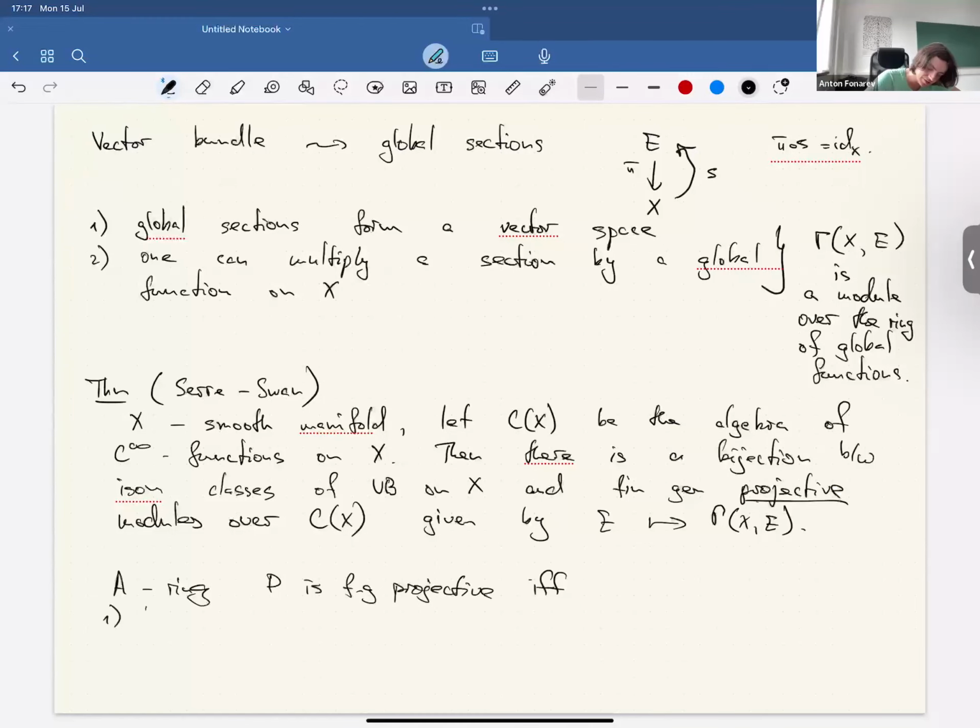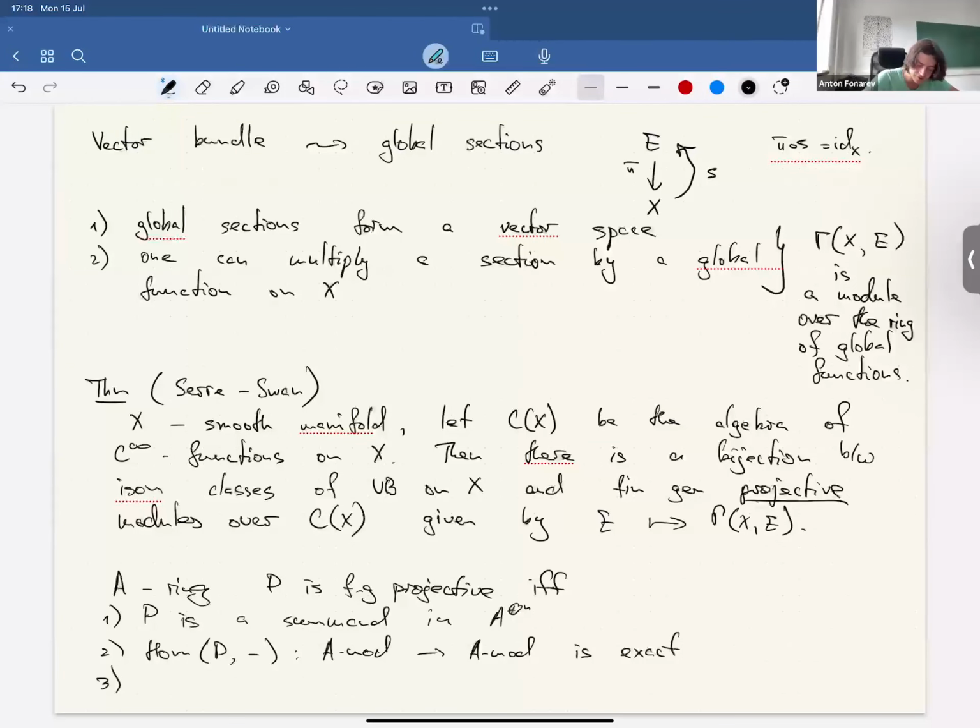First, P is a direct summand in some free module A to the n. Second, the functor Hom from P to anything, which goes from A-modules to A-modules, let me see which direction, yes, is exact. So it preserves short exact sequences. Well, and the third one, which we don't need right now, there's a certain universal property of lifting.